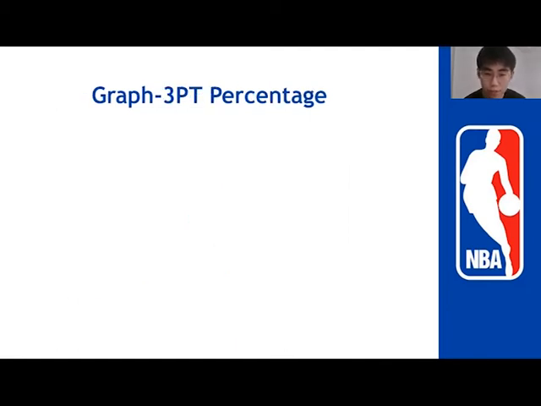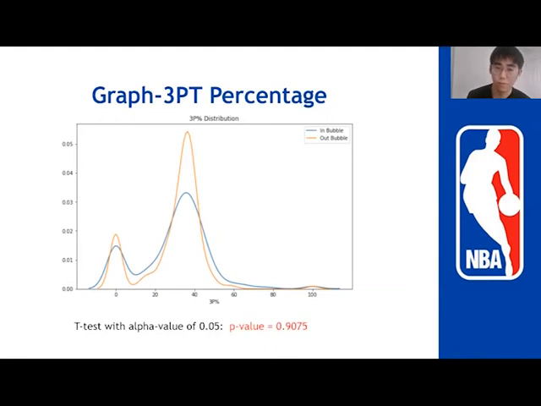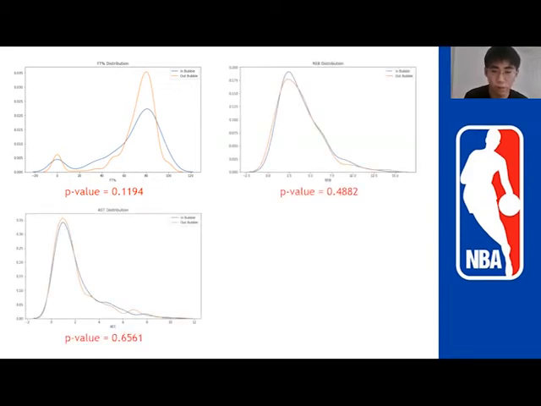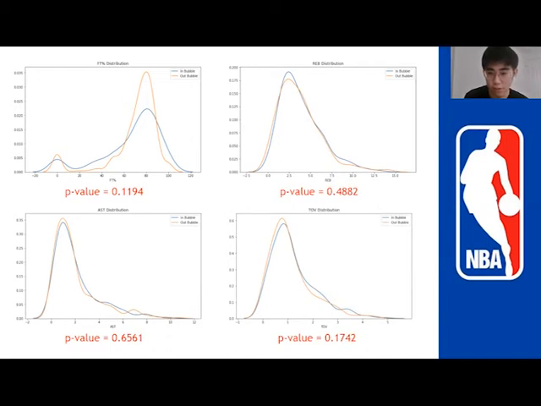Next slide, please. I did a similar thing for average 3-point percentage. Although you can see on the graph that the distribution in the bubble has a higher standard deviation, the t-test suggested there is no significant difference between these two distributions. I did the same thing for average free throw percentage, rebounds, assists, and average turnovers, and they all suggested there is no significant difference between the two distributions.